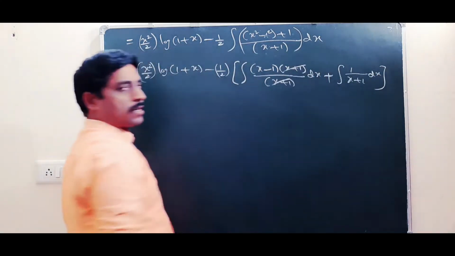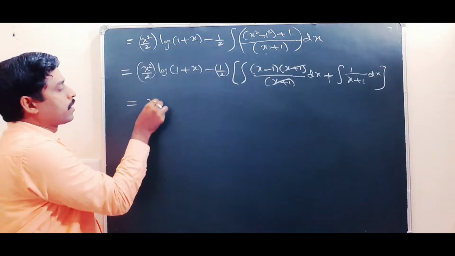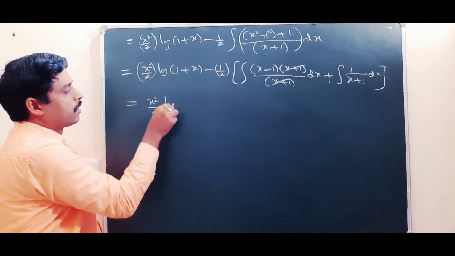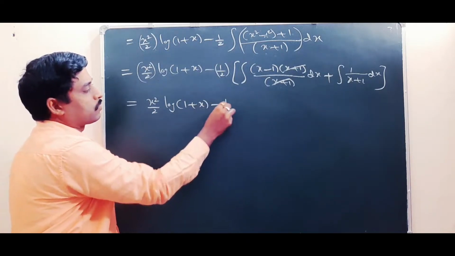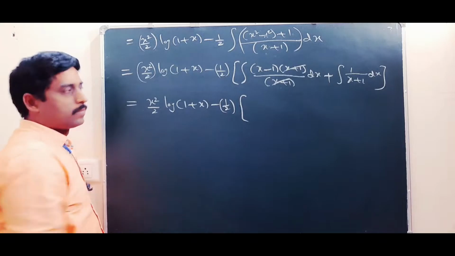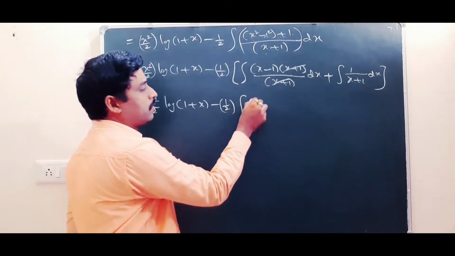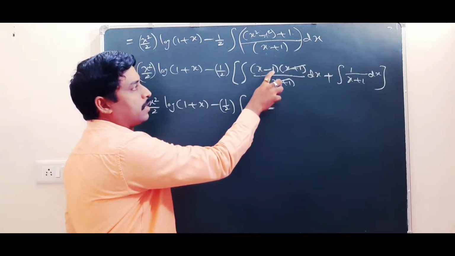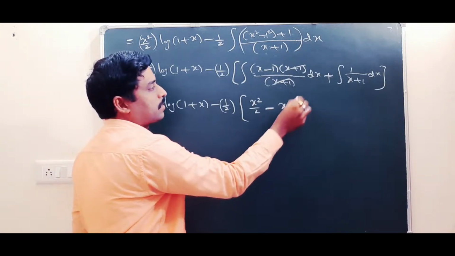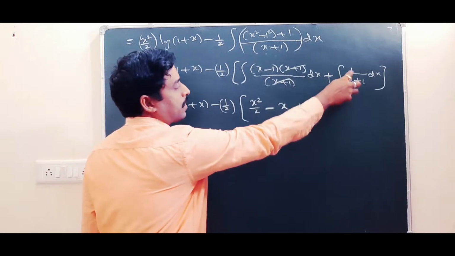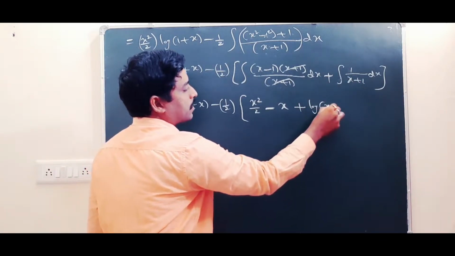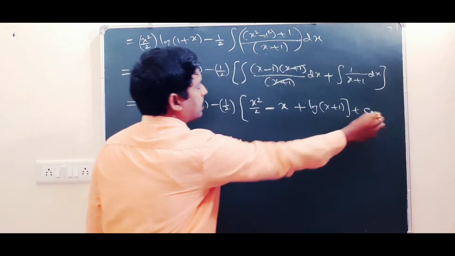1 by x plus 1 get cancelled. It is going to be x square by 2 log of 1 plus x minus 1 by 2 times the integral of x minus 1 dx. So integral of x, we get x square by 2. Integral of minus 1, so minus x, plus integral of 1 by x plus 1, it will be log of 1 plus x. Okay, this is the answer.